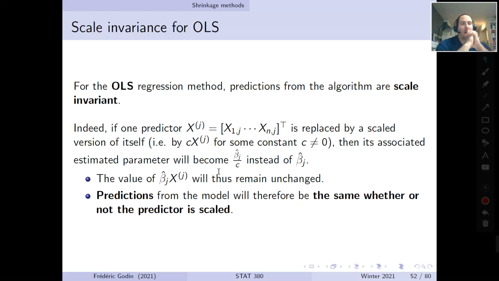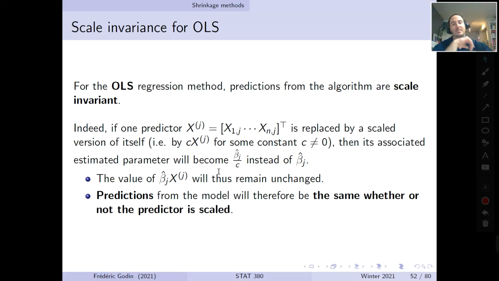Now one quick detail about ridge regressions that we should mention is scale invariance. If you apply regular OLS regression, you can change the scale of your predictors, for example multiply them by some constant, and this would not impact your predictions at all.